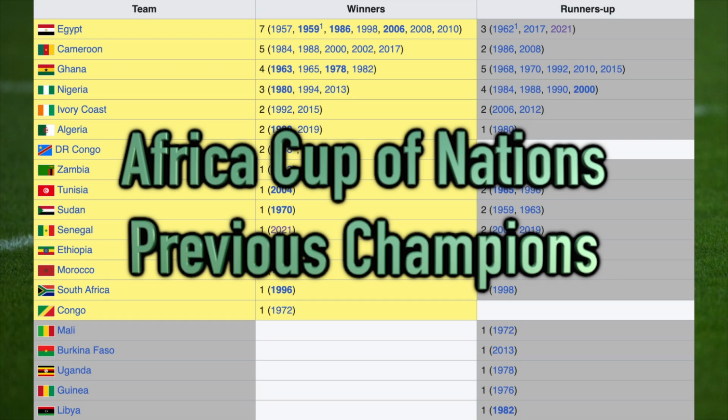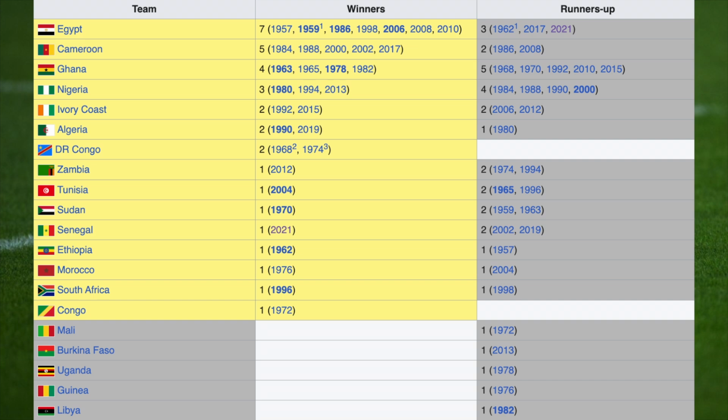And this is a quick look at all the teams that have made at least one final at the Africa Cup of Nations as of 2024. Egypt, the all-time leader in titles with 7, thanks to some early dominance and a three-peat in the 2000s. Cameroon with 5 trophies. We see a trio of Western African teams achieving a lot of success in Ghana, Nigeria, and Ivory Coast. Personally, I think it's a great competition.